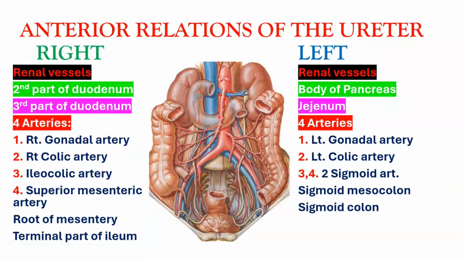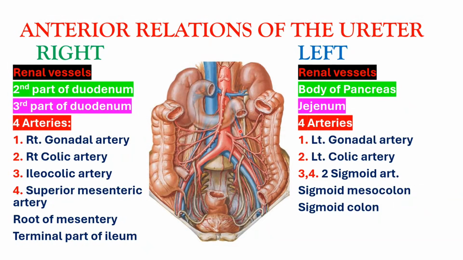And then when we come here to the left, this is the jejunum. Then on the right, it is crossed, or we have 4 arteries anterior to it. We have the right gonadal artery, we have the right colic artery, we have the ileocolic artery, then we have the superior mesenteric artery.